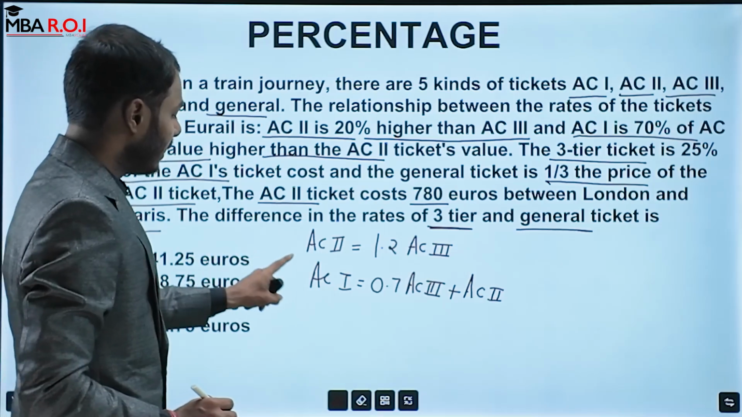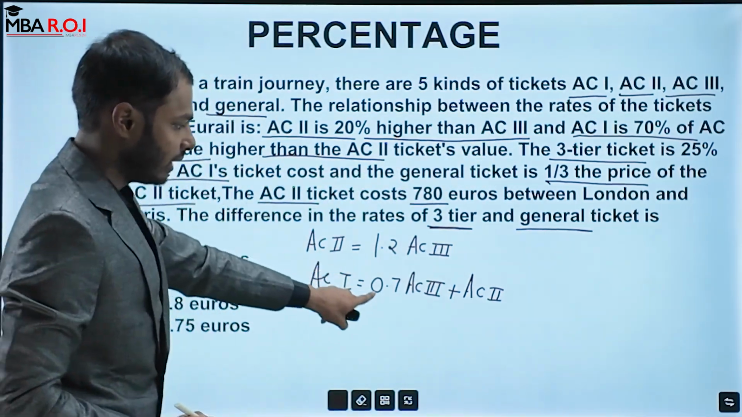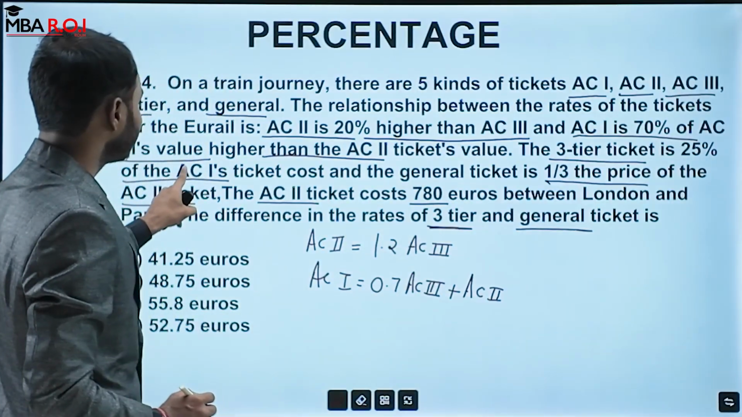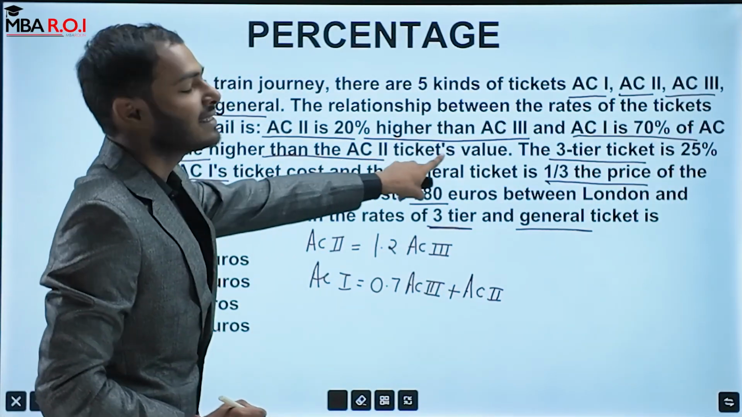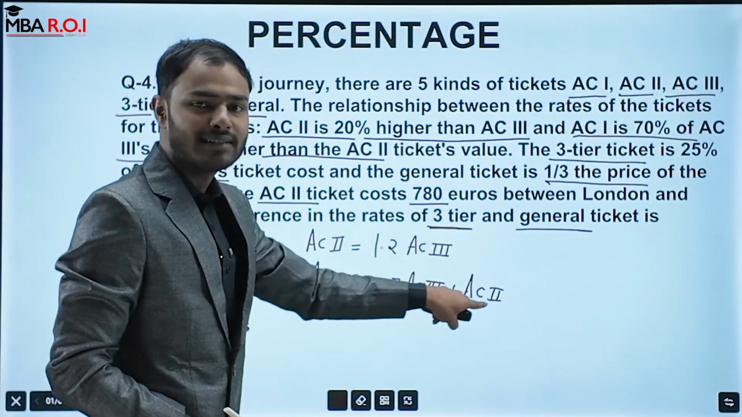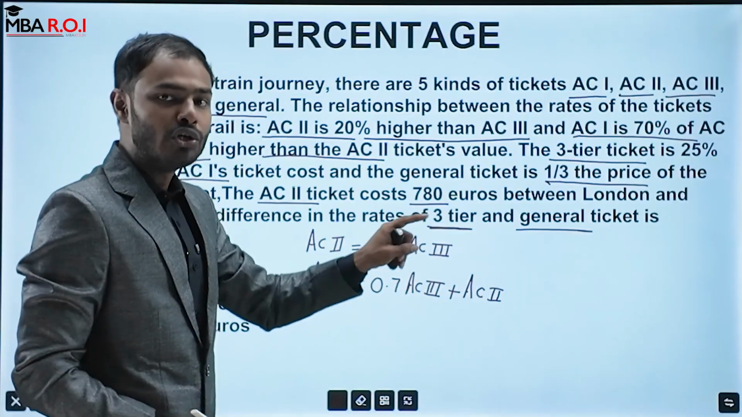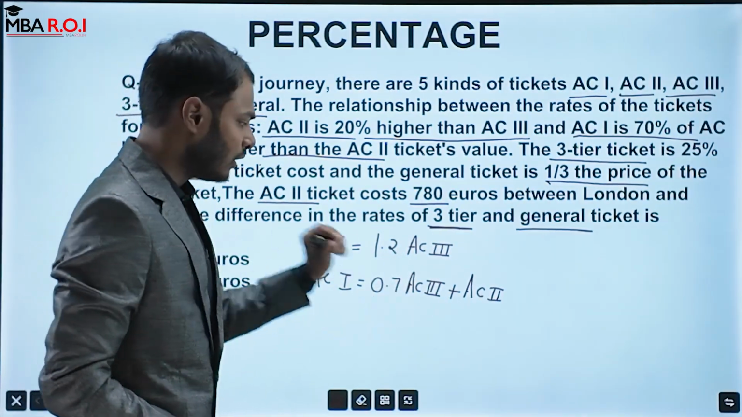Again I am repeating, AC first is 70% of AC third. Then it says higher than AC second's ticket value. So this much higher than AC second's value. So let's say if AC second is 100, then this will be 100 plus 70% of AC third. So in that way we need to form this equation.